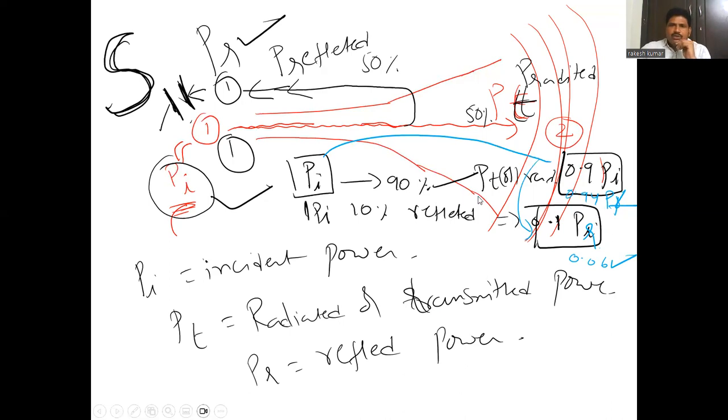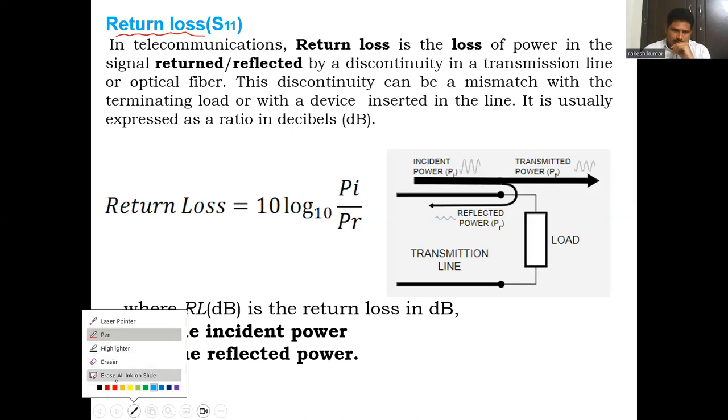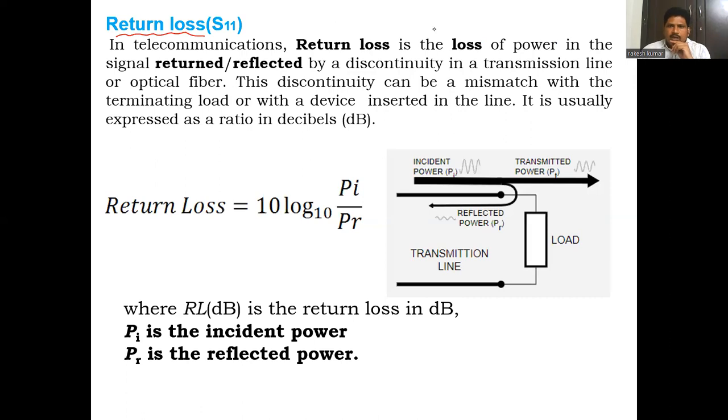Based on this, let us see this diagram, which is very important. Return loss is the loss of power in the signal returned or reflected by a discontinuity in the transmission line or optical cable. This discontinuity can be a mismatch with the terminating load. It is expressed in dB. So what is the unit of return loss? dB. Here I have provided the input power.